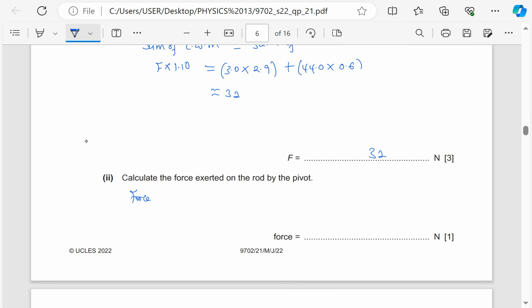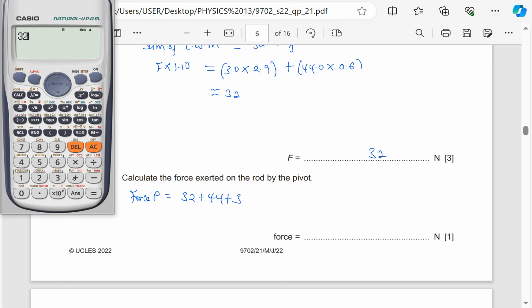The force at P is going to be the forces downward, 32 plus 44 plus 3. Those are the forces acting downwards. So 32 plus 44 plus 3 gives us 79.